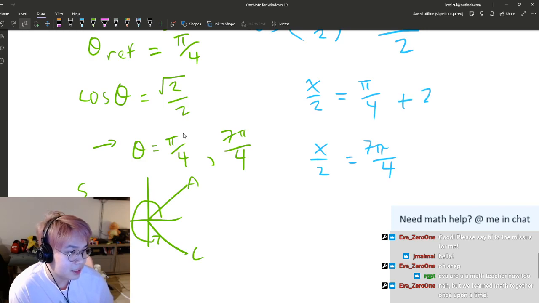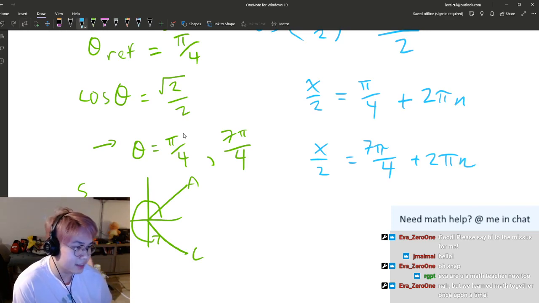So we do need the general formula, which is 2 pi n, and then n is an integer.